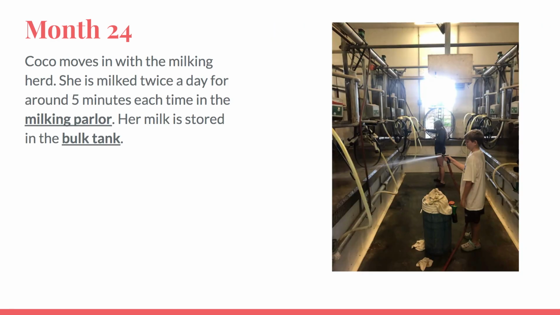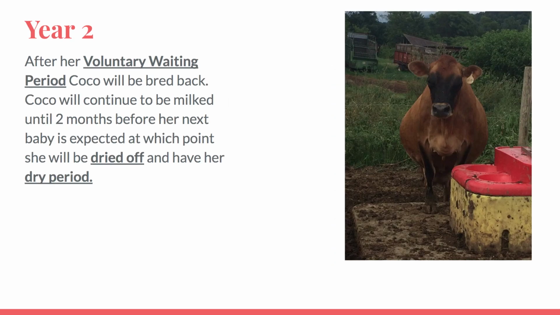So once Coco has her first baby, she's going to move in with the milking herd. She's going to be milked twice a day for around 5 minutes each time. After she's milked, her milk is stored in the bulk tank before it goes to the store. In this picture, you can see my little brother Bram and my little sister Ella. They are spraying down our milking parlor, cleaning it up after a morning milking.